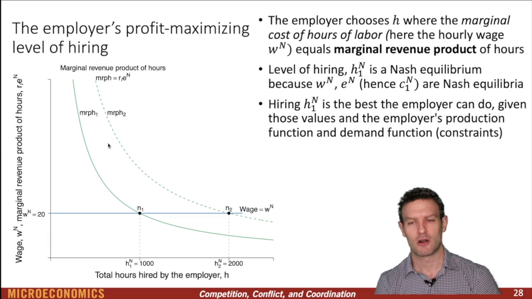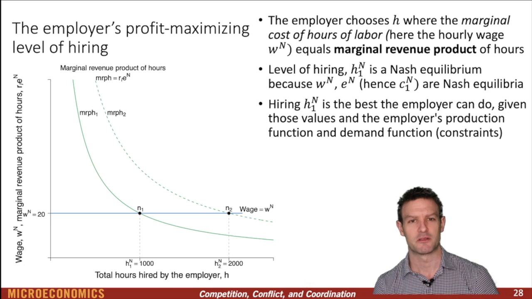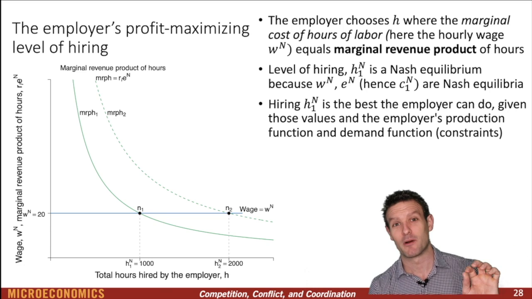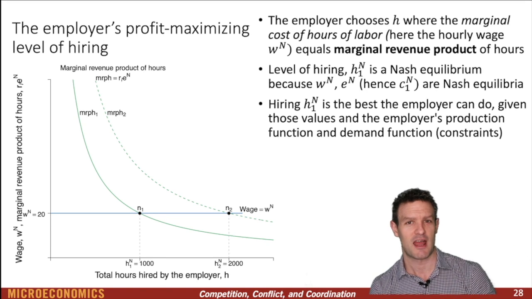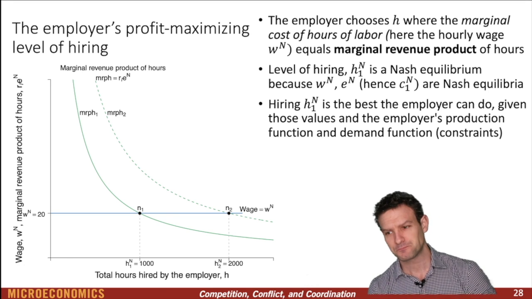revenue products corresponding to an increase in the marginal revenue product, right? So if it was the case that we could have a slightly higher marginal revenue product, which is the second dashed line, what's that going to give us? It's going to give us a different Nash equilibrium for the same current wage that we're paying, right?